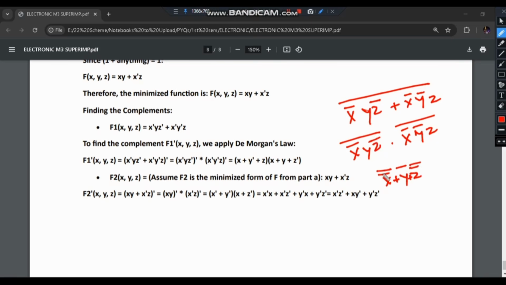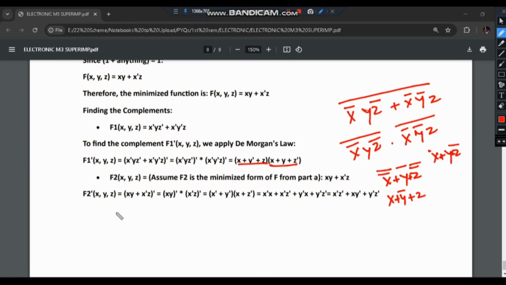Now double bar is nothing but it cancels out. Not of not is this initial thing only, right? So it will become x plus y bar plus z, and this also when you do it similarly, you will be getting this one, x plus y plus z bar. See, this will become x double bar, that is equal to x only, and plus will be here, y double bar is y only, and z will become z bar. So x plus y plus z bar, x plus y plus z bar, x plus y bar plus z, x plus y bar plus z. This is the final answer.